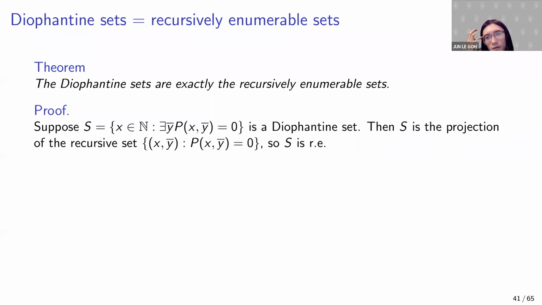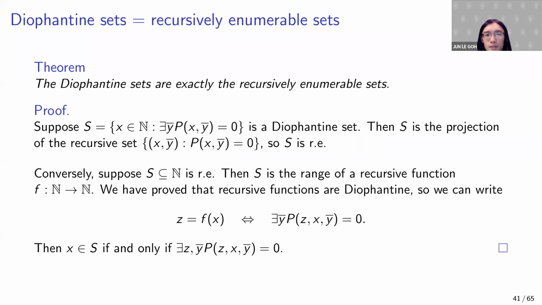Okay, so that's one direction of the theorem. Now let's do the other direction. So now we are assuming that we have a recursively enumerable set. We want to show that it's Diophantine. This is the one where we have to use the non-trivial theorem we just proved. So suppose S is recursively enumerable. Well, then S is the range of a recursive function. So let's call that function f. Let f be a recursive function whose range is S.